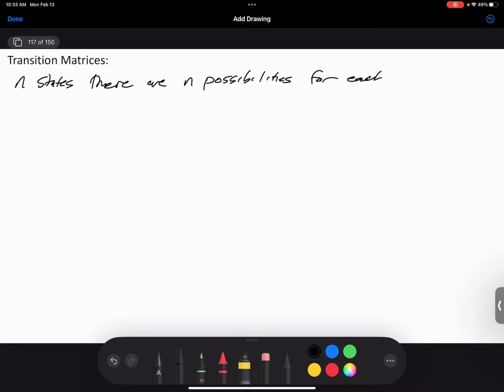There are n possibilities for each. Right? Yes. Would it not be n minus 1? You're in a state. But you could stay at that state. Okay. So for some things, you cannot stay in your state.